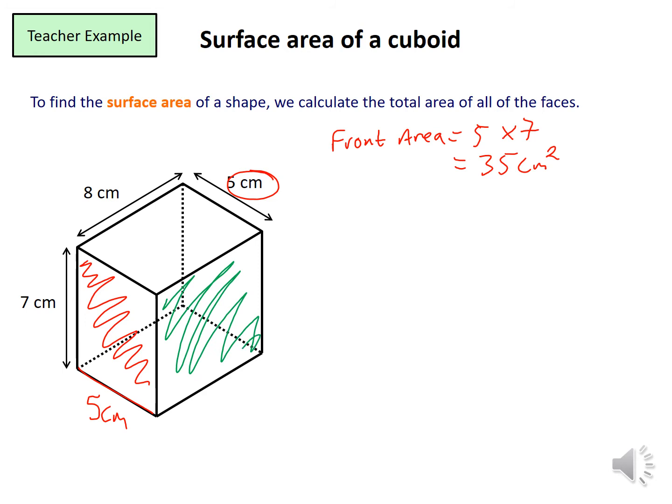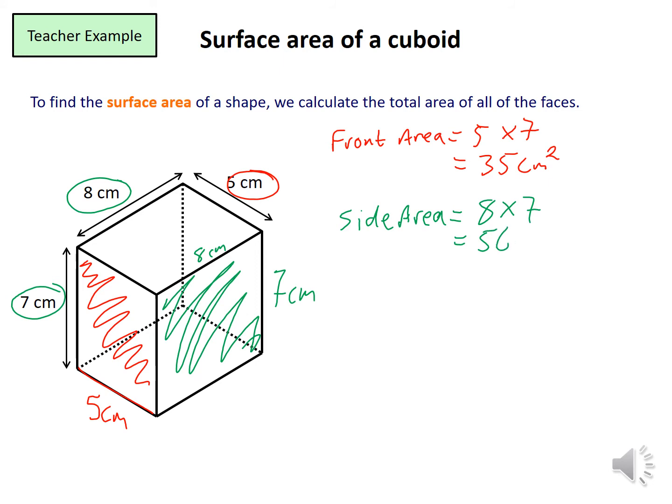This side here has a width of 8 centimeters and has a length of 7 centimeters. The 8 is got from here and the length is got from there. So the side area equals 8 times 7, which is equal to 56 centimeters squared, units squared.